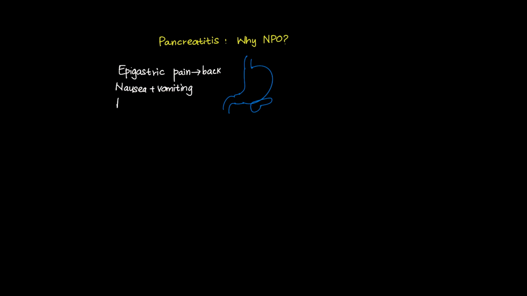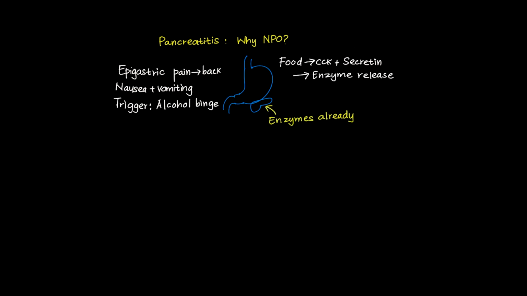Alright, let's kick things off with a concept you'll see again and again in pancreatitis questions. NPO status. The patient here has classic acute pancreatitis, severe epigastric pain radiating to the back, nausea, vomiting, and a weekend binge drinking trigger. They want to know why they can't eat. The answer comes down to one thing: pancreatic rest.